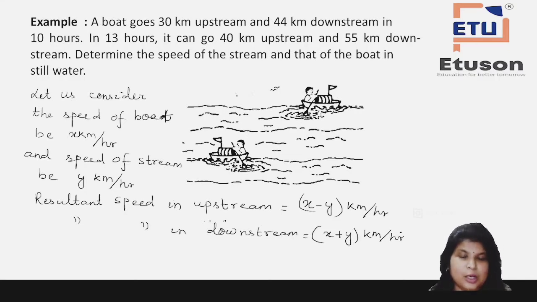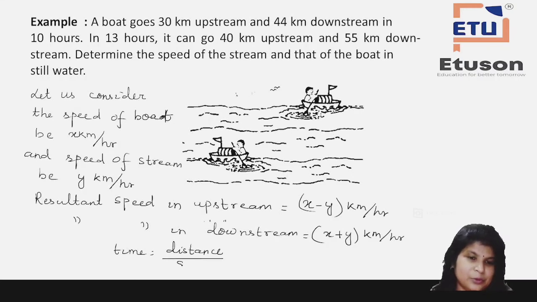That means when we are going upstream, the speed of the stream is going to oppose you. Okay, and when you are going in the downstream direction, it is going to support you. Okay, children. Now, this speed we are going to use to find out the time. So what is the relationship between time, distance and speed? You remember? Time is equal to distance divided by speed.